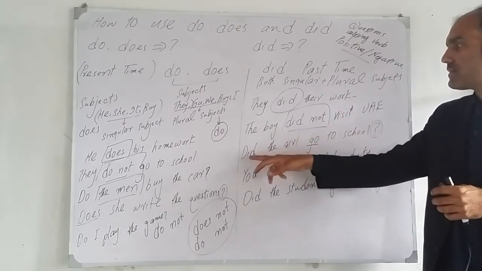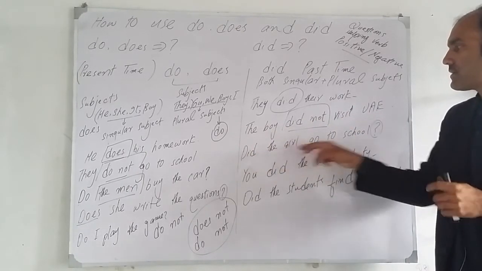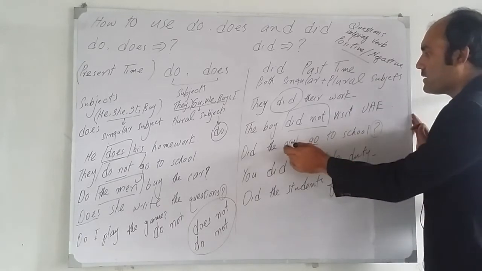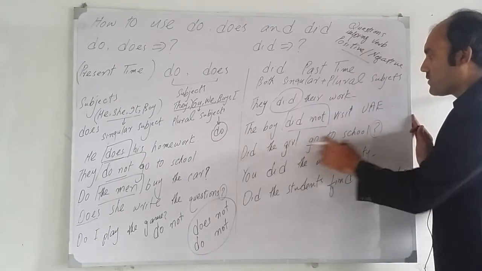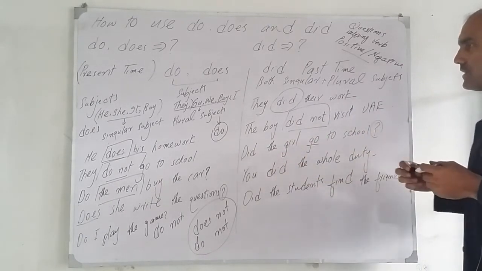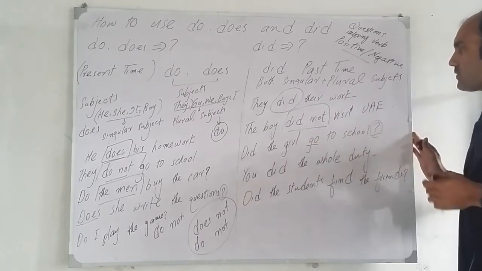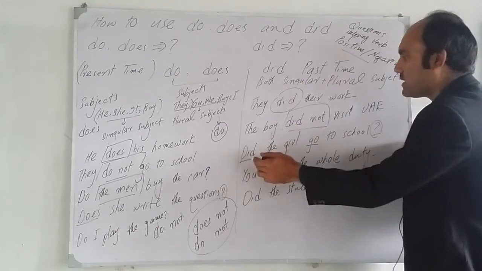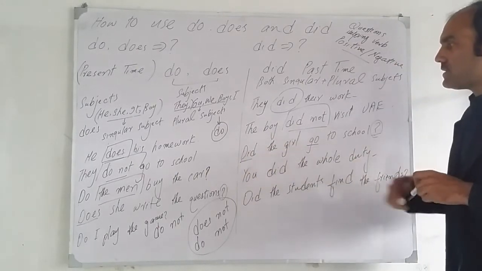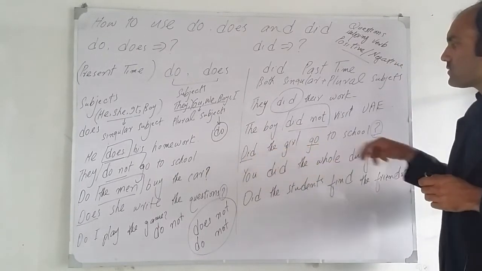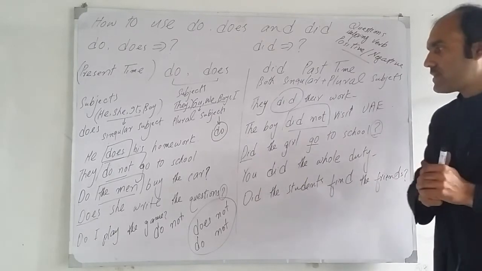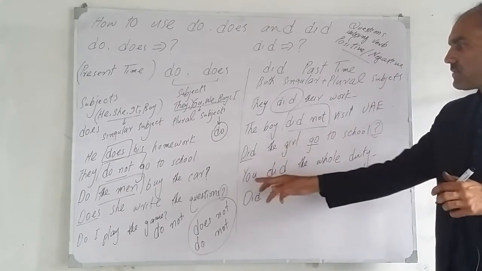Now come to this third sentence. Did the girl go to school? This sentence is interrogative because it is ended by a question mark and started by did. Did the girl go to school? This is an interrogative sentence.